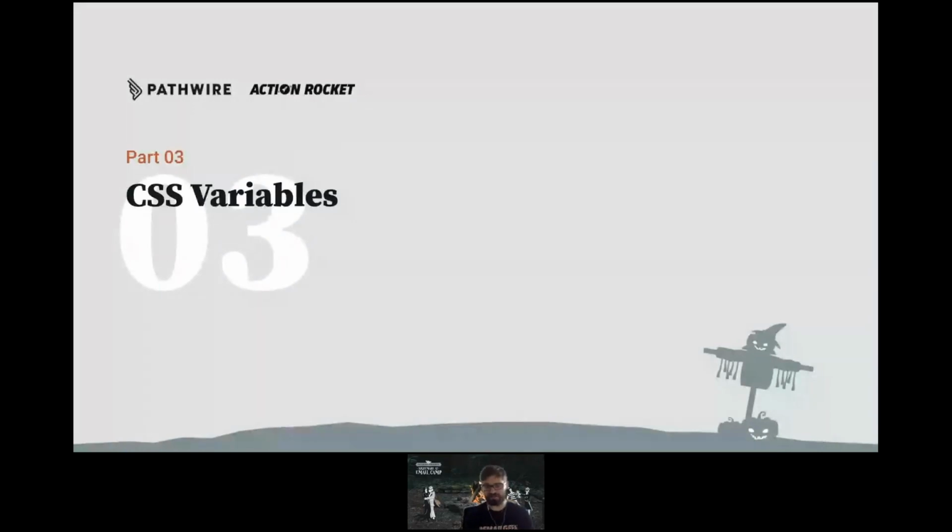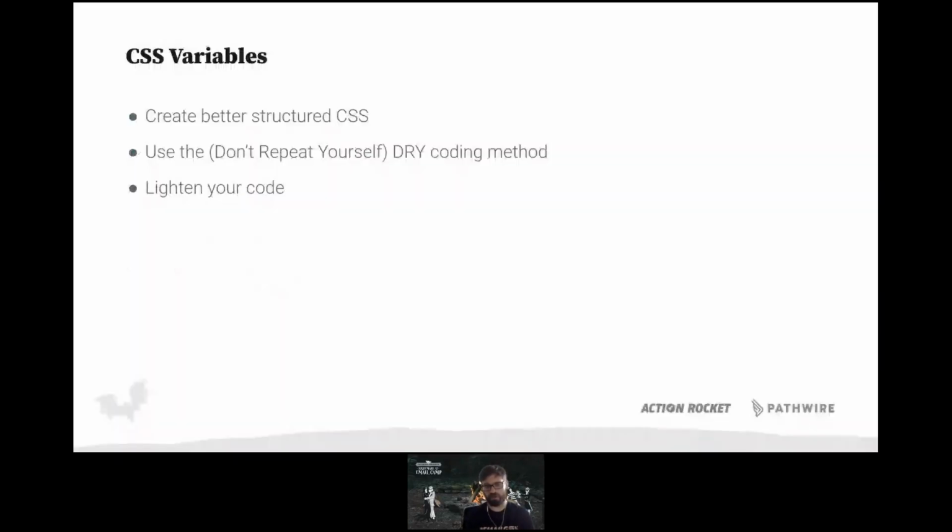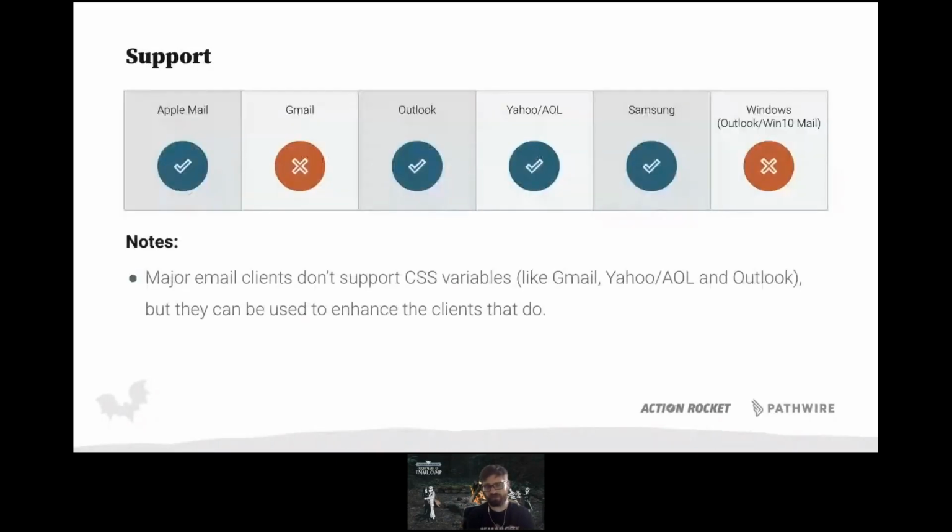Lastly is CSS variables. CSS variables allow you to create better structured CSS. They use the don't repeat yourself coding method to try and keep it nice and light. And then you can keep your code even lighter when CSS variables are available. But there's not a lot of support for CSS variables, so they should only be used to enhance the clients that do support them, like Apple Mail, Outlook, Yahoo, Samsung. Gmail doesn't support them, and Outlook doesn't support them.